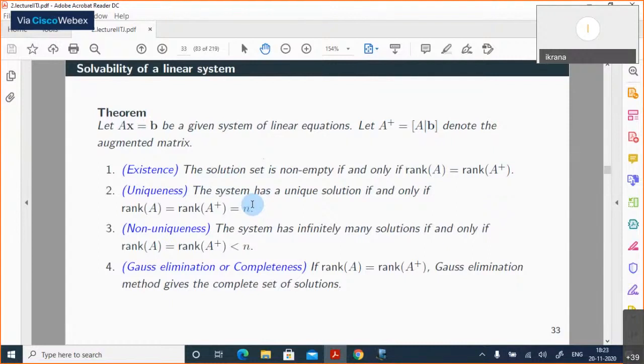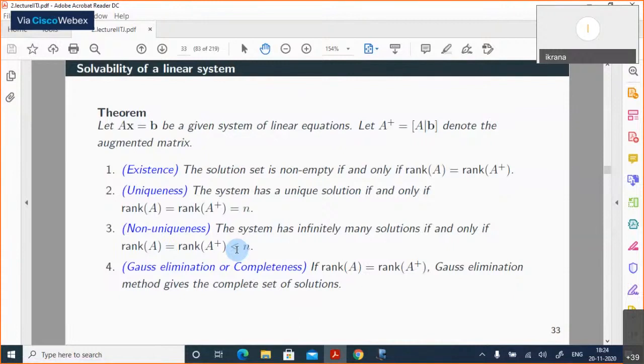Okay. If the rank of A is equal to the rank of A plus, the system is solvable, but the rank is less. That means what? There will be a row which has something like a_r coefficients equal to something, right? And that r will be less than n. So there will be an equation involving more than one variable, right?